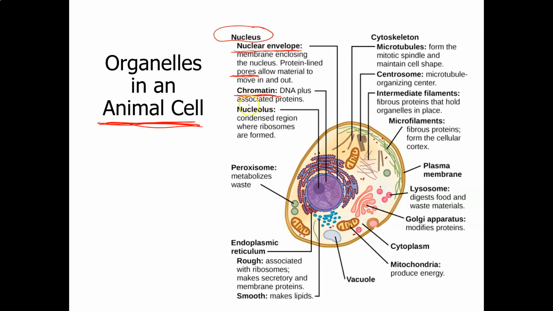Another structure you'll find in the nucleus is the nucleolus, which is the job of the nucleolus is to form ribosomes. And ribosomes, are they on here? Not on here, but ribosomes synthesize proteins. A peroxisome is a small round vesicle that breaks down waste, particularly fatty acids.